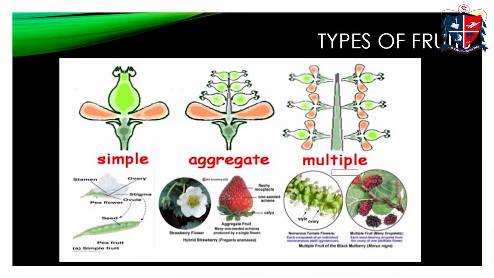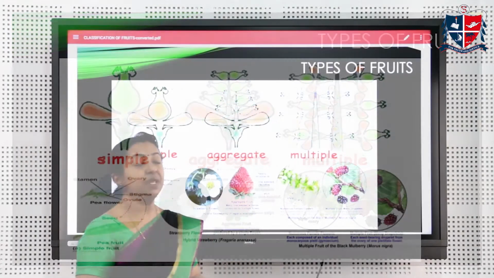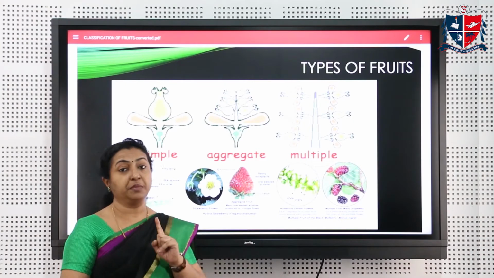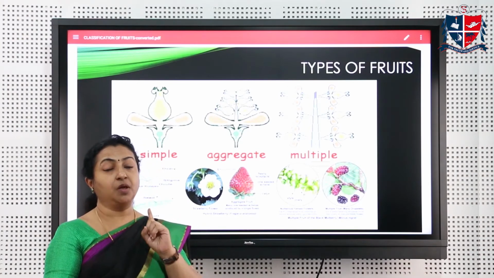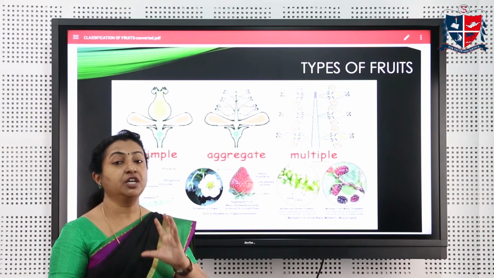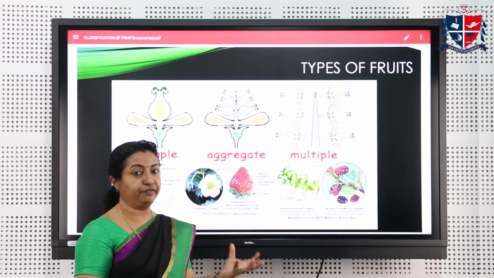Now coming to the types of fruits, as I told you, based on the number of flowers and the number of ovaries that are involved in the formation, we have the simple, the aggregate and the multiple. A simple fruit is formed from a single flower. The ovary of a single flower changes into the simple fruit.